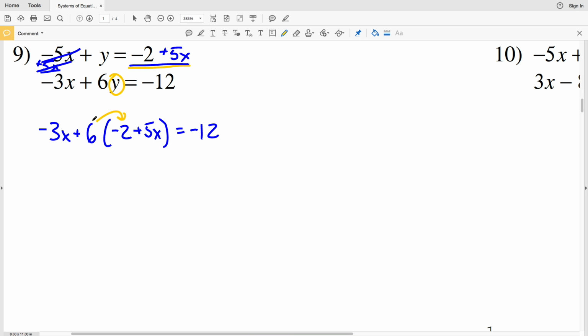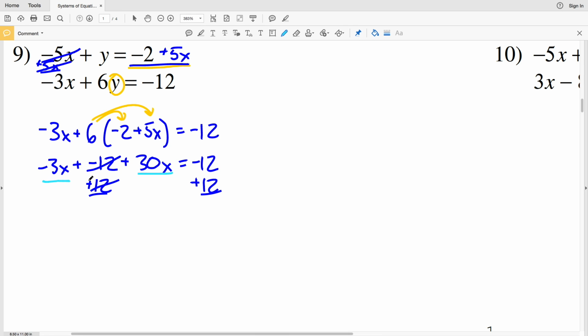Now I'm going to need to distribute that 6. So I'll have negative 3x plus 6 times negative 2, which is negative 12, plus 6 times 5x, which is 30x. That's all equal to negative 12. Now I'll solve for x. I'll add 12 to each side in order to get my terms without x to one side of my equation, and then I'll combine negative 3x with 30x to get that 27x is equal to 0. And then when I divide by 27, I'll get that x is equal to 0.